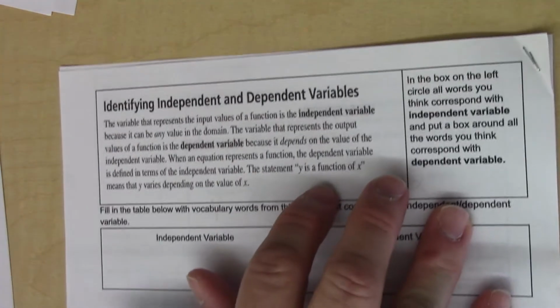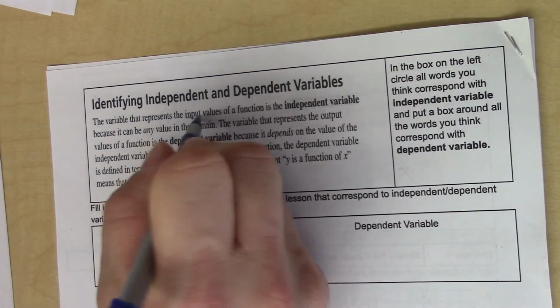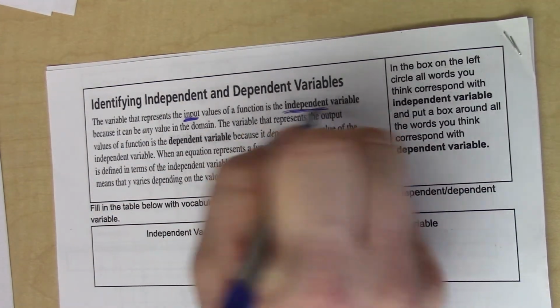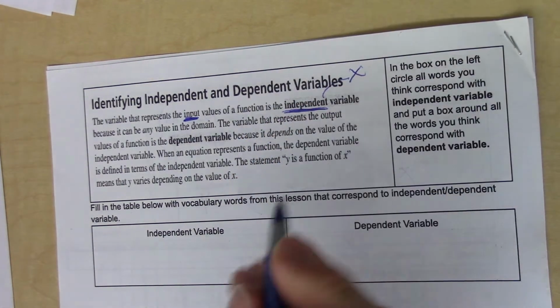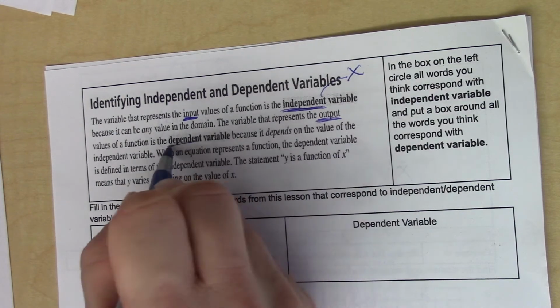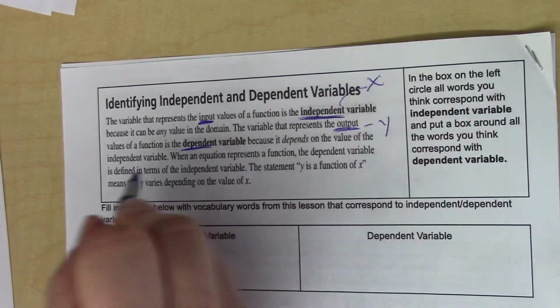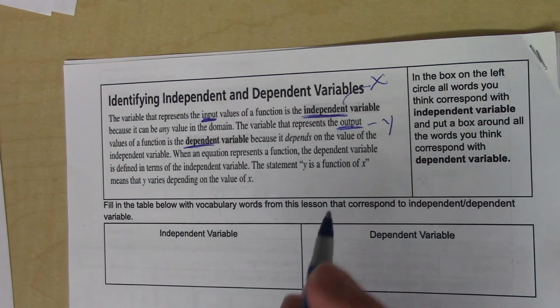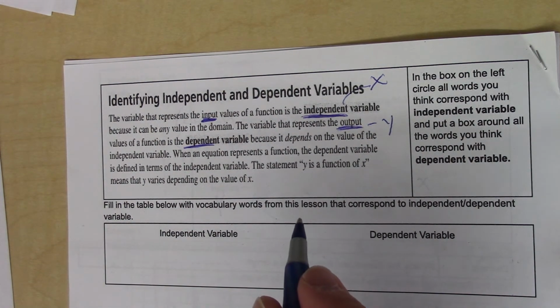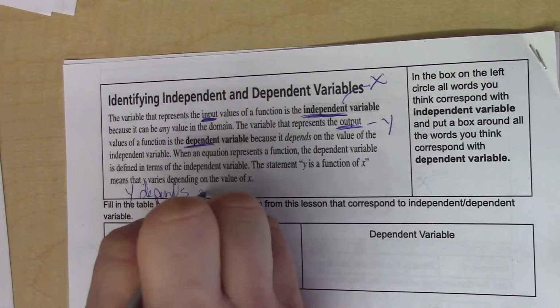And we're going to talk about independent and dependent variables. So the input is independent. In other words, that's the x, right? The output is dependent, right? The y, because it depends on the value of x. So in other words, y depends on x.